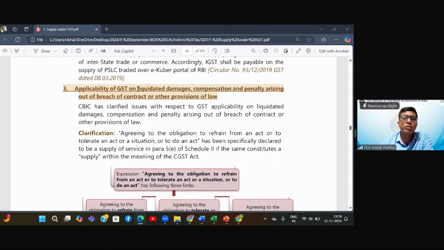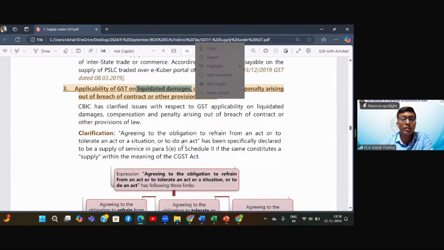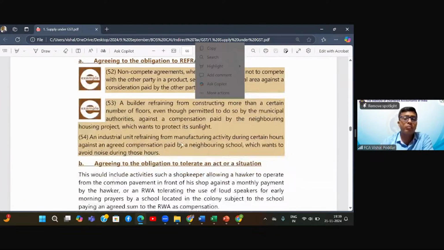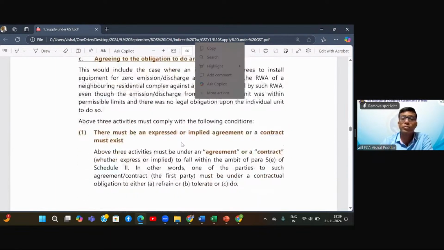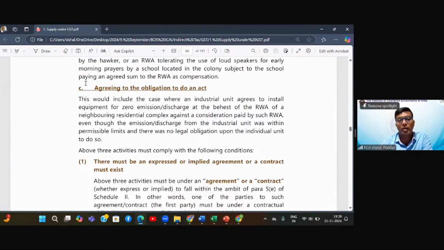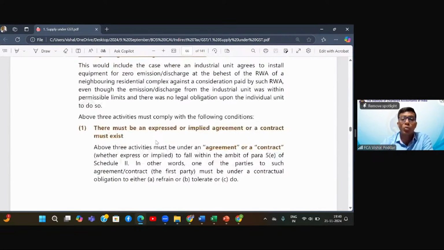Then, if you remember, we also discussed the applicability of GST on liquidated damages. What are liquidated damages? Whenever there is a breach of contract, we demand a compensation penalty. Now the question is whether this compensation penalty is liable to GST. This is a very interesting circular, which clarifies that in most cases, even though you are getting money, it is not leading to any supply from your side. There can be no supply when there is cancellation of a contract or breach of contract. Hence there is no liability to GST.